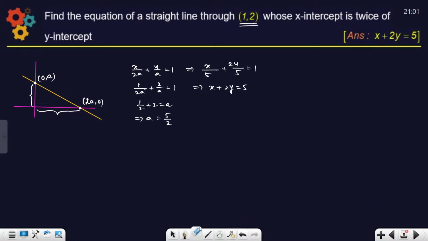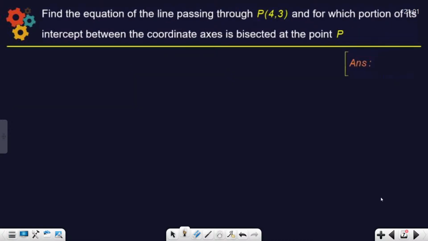Okay, so I hope you have understood this problem. Let us move to the next question. Find the equation of the line passing through (4, 3) and for which the portion of it intercepted between the coordinate axes is bisected at this point.